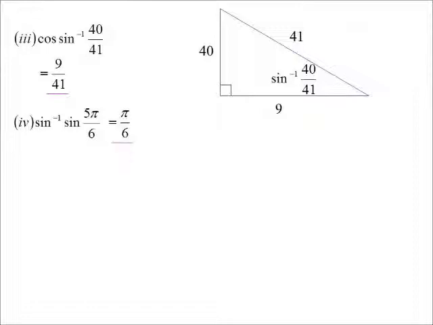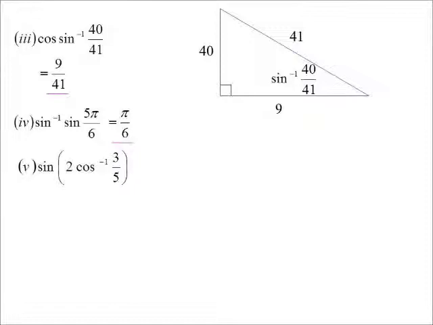So how do I work that out? I say, well, okay, I know inverse sine will only give me an acute angle or a negative acute angle. So I say 5 pi on 6, which quadrant? Second quadrant. In the second quadrant, is sine positive or negative? So it's got to give me the positive acute angle, pi on 6. 5 pi on 6 would be equivalent to the acute angle of pi on 6.